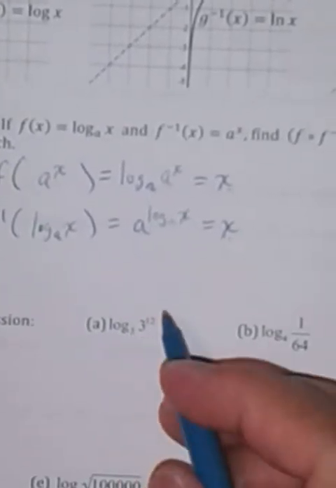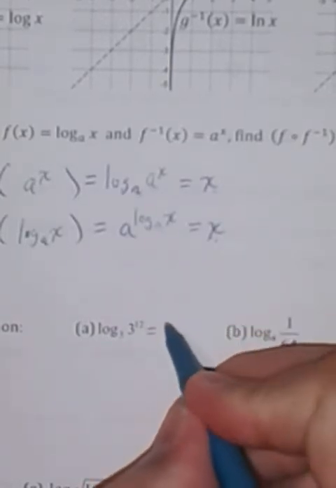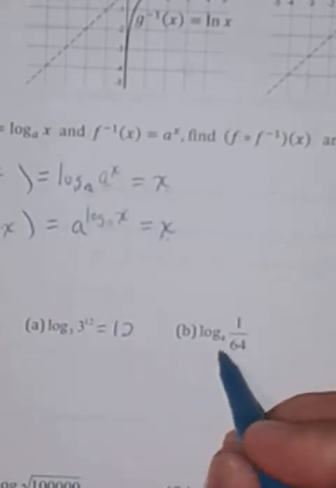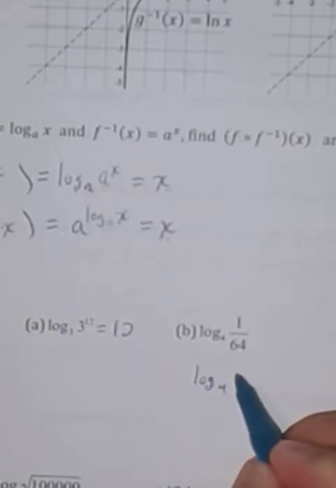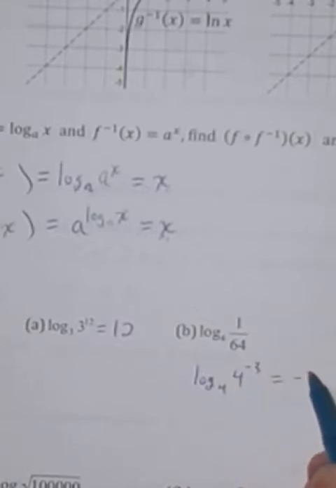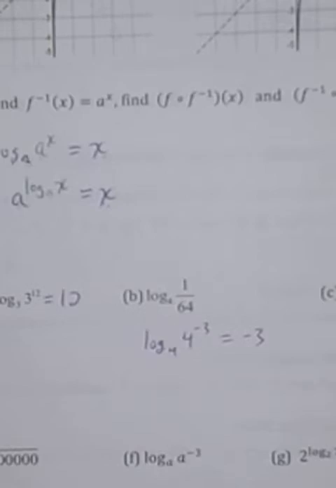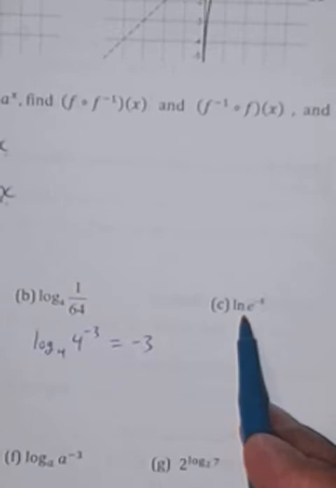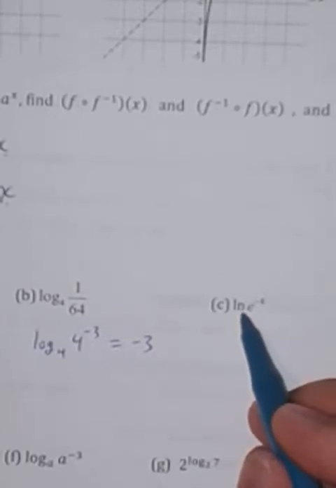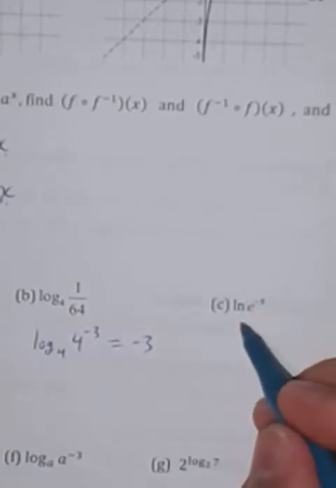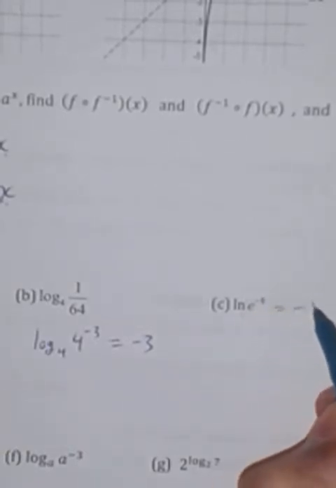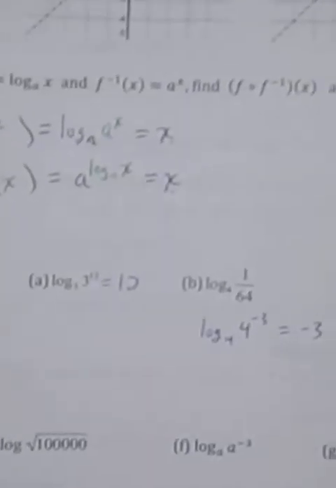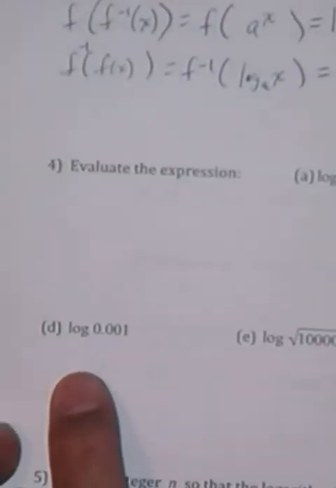So log base 3 of 3 to the 12th should be 12, right? Log base 4 of 1 over 64: well, 1 over 64 is 4 to the negative third, so I can think of this as log base 4 of 4 to the negative third, and that should be just negative 3. Notice that makes it a little bit easier for us to work it out. ln of e to the negative 8, this says, because ln is base e, log base e of e to the negative 8 is negative 8. All right, and I'm going to leave the rest of them for you, these, D, E, and F.